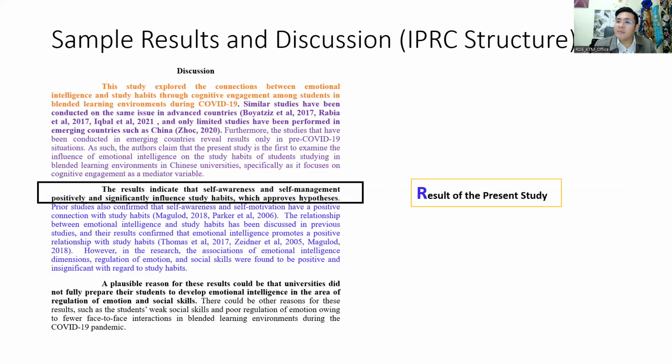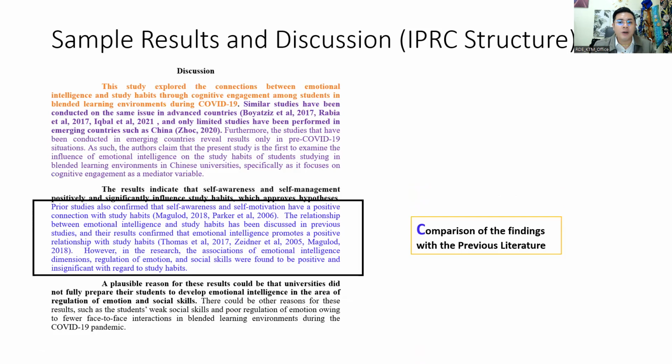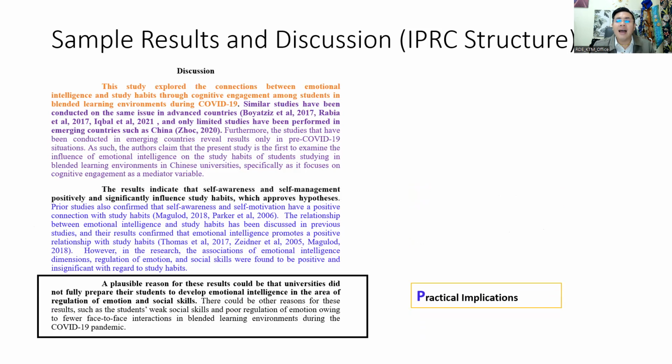Of course, the results of the present study indicate that self-awareness and self-management positively and significantly influence study habits, which approves the hypothesis presented. And of course, the comparison of the findings with previous literature, that stands for the IPRC structure. And lastly, are the practical implications.